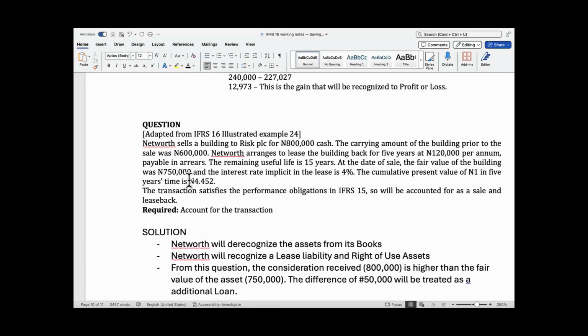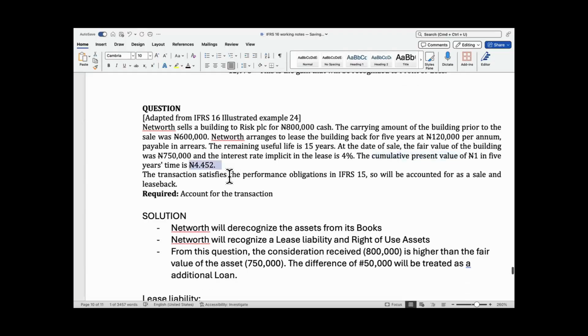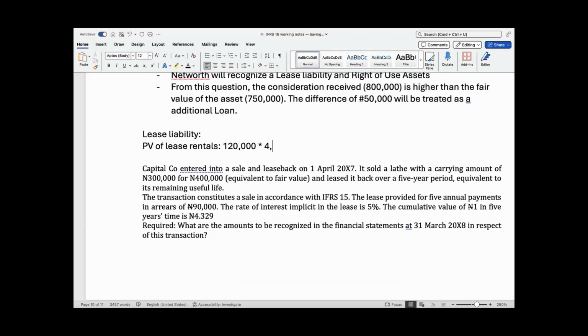You don't need to do any formula. They already gave us the annuity factor of 4.452. A lot of people might not even know that this is the annuity factor, but they have told us that the cumulative PV of 1 naira in 5 years' time is 4.452. That's the annuity factor. So if you multiply this by 4.452, I do 4.452 times 120,000. That will give me 534,240.